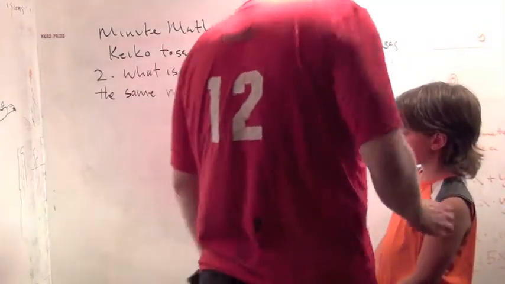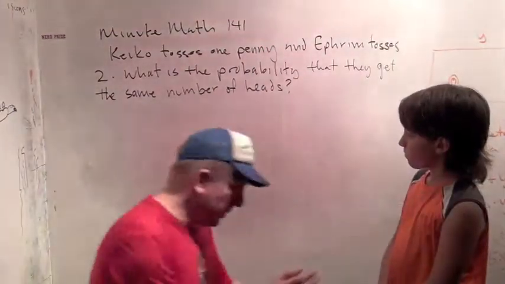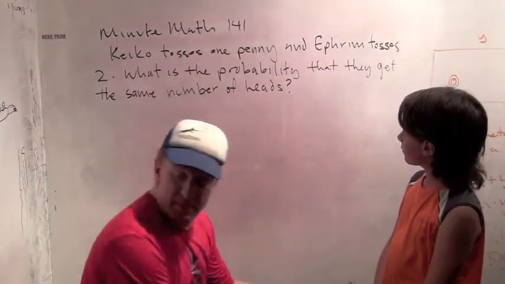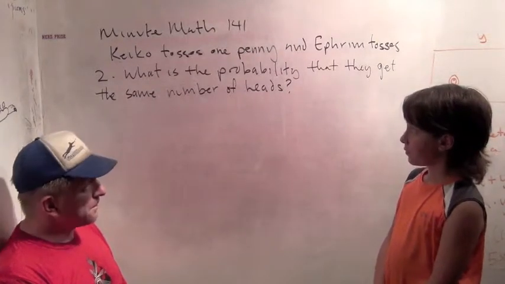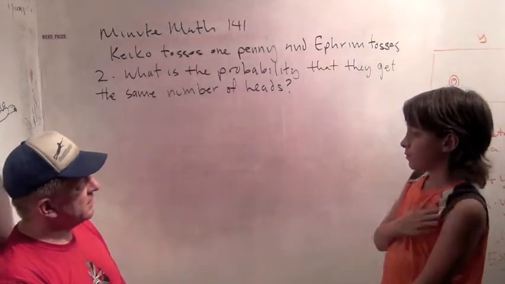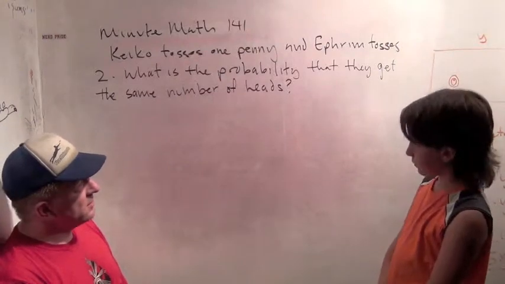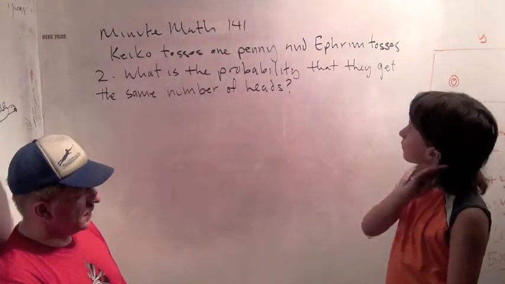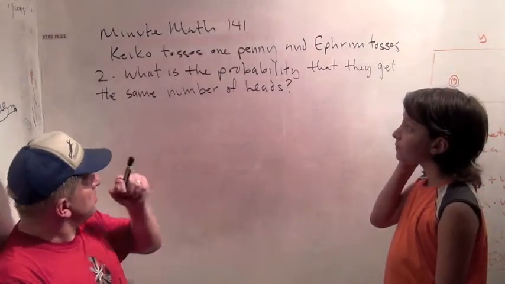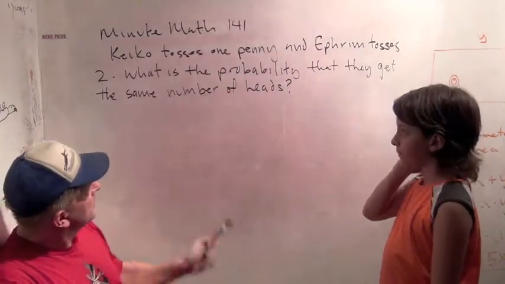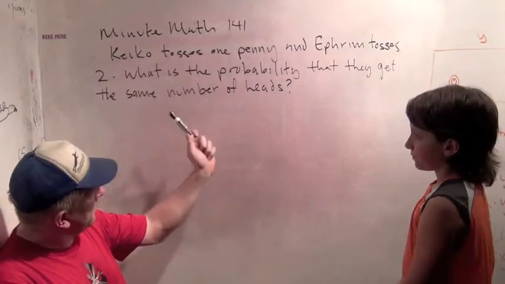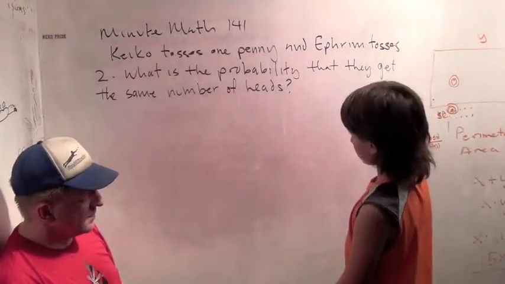MinuteMath141. Today we have a super cool problem from the Mathematical Association of America's MinuteMath page. It's a probability problem from the 2000 AMC8, and only 8% of the people taking the test got this right. So this is a very challenging problem. Are you ready? Kaiko tosses 1 penny and Ephraim tosses 2. What is the probability that they get the same number of heads?